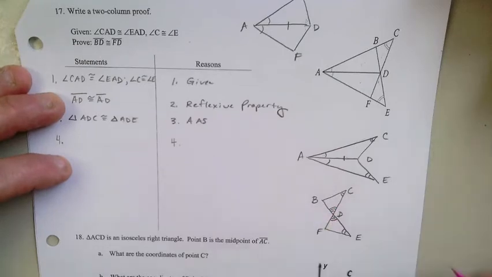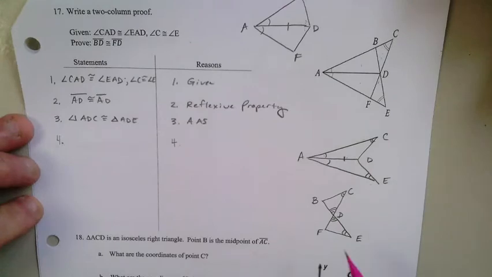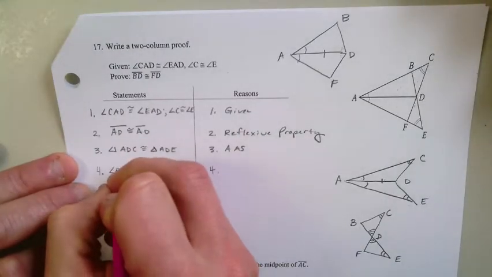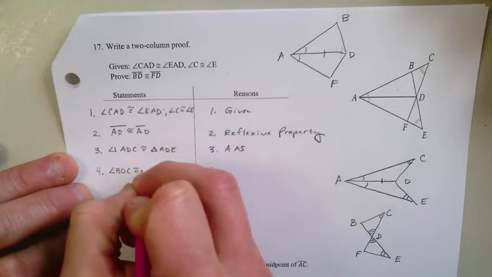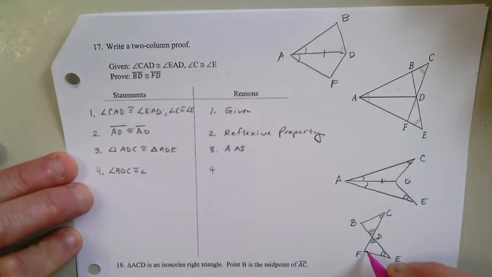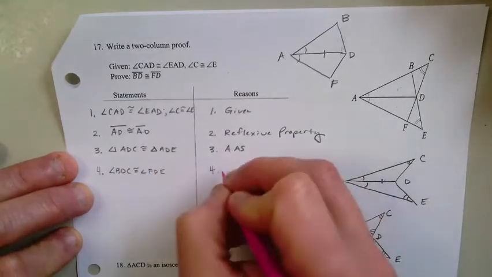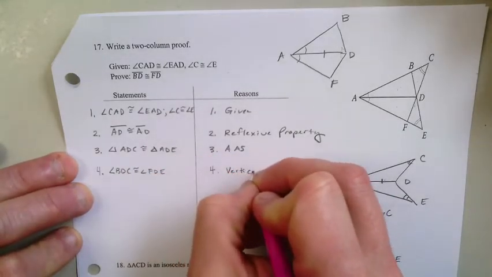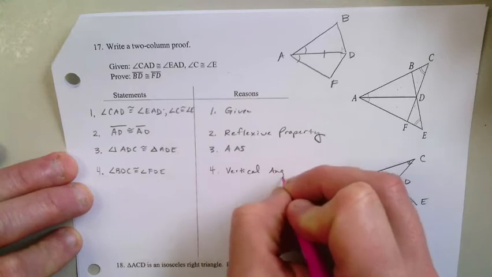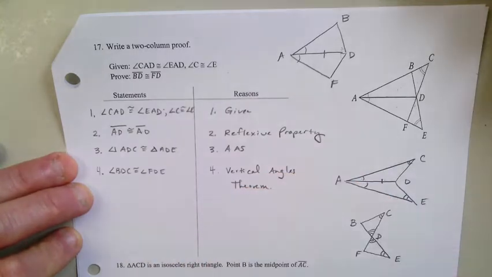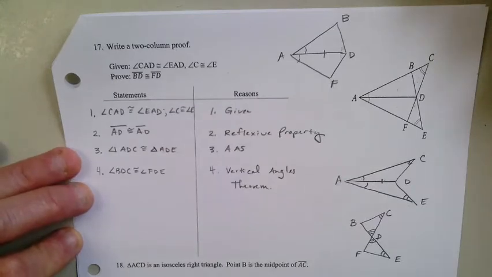My hope is that you guys automatically start to think in this manner. Hey, we've got vertical angles. I can prove them congruent. Now this angle here would be angle BDC. So angle BDC is congruent to angle FDE by the vertical angles theorem. Okay, vertical angles theorem.